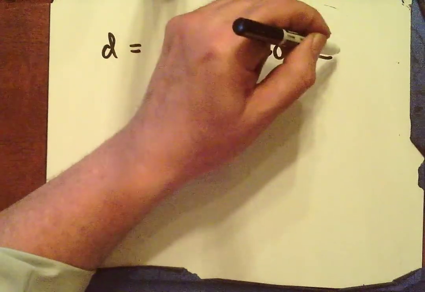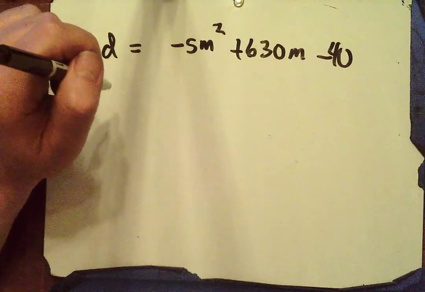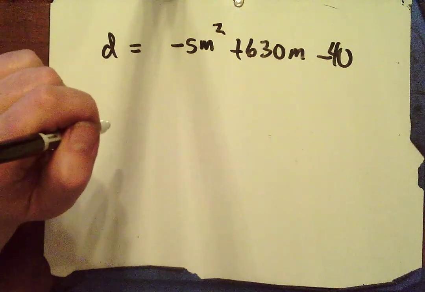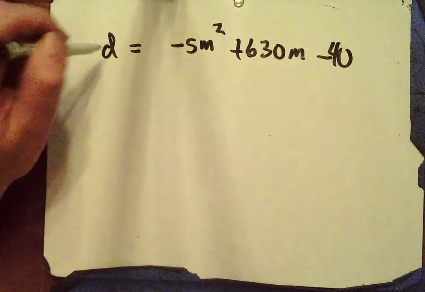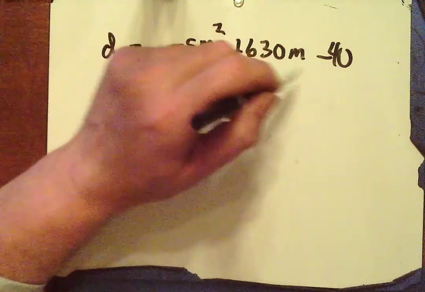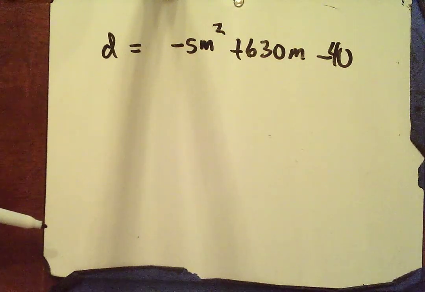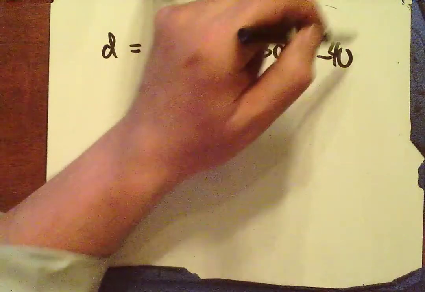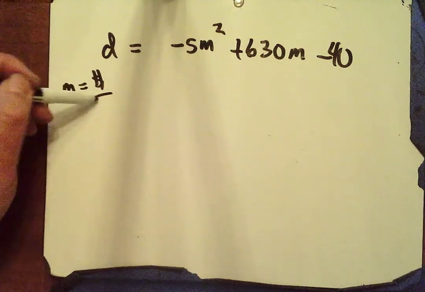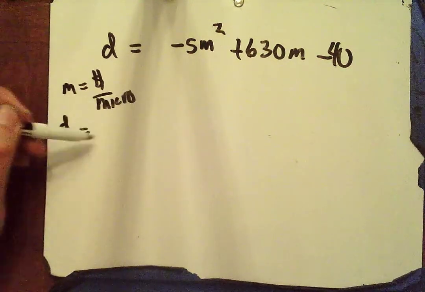8 says the demand for handheld gaming devices depends on the price. Nintendo determines that the number of micros they can sell is modeled by D = -5m² + 630m - 40, where m is the price of the micros in dollars and D is demand. That means how many people want to buy. M equals dollars per micro, and D equals demand.